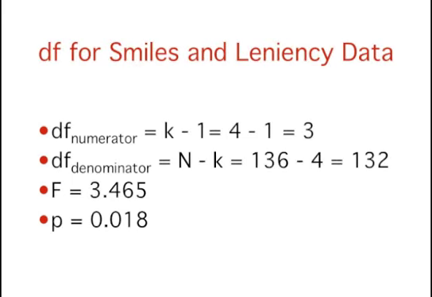For the smiles and leniency data, degrees of freedom for the numerator equals k minus 1, which equals 4 minus 1, or 3. The degrees of freedom for the denominator equals N minus k, which equals 136 minus 4, or 132. We previously calculated that F equals 3.465. Using the F distribution calculator that can be found in the calculator section, we can find that p equals 0.018.